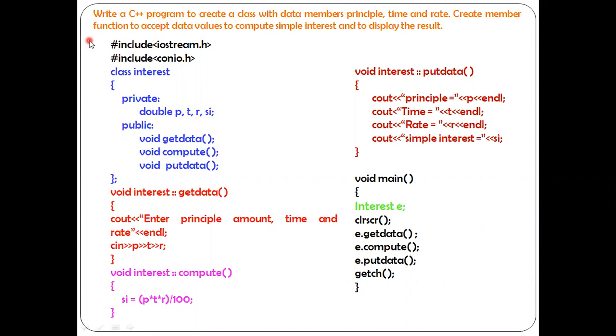In today's session, we will be dealing with a simple C++ program to compute what? Simple interest. Okay, have a look at the question. Write a C++ program to create a class with following data members. They are principal amount, time period, and rate of interest. These are the data members. And create a member function to accept data values and to compute simple interest, and at the end display the result. Here I'm going to make use of the concept called as a class and object.